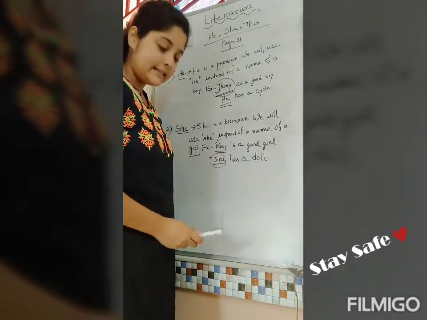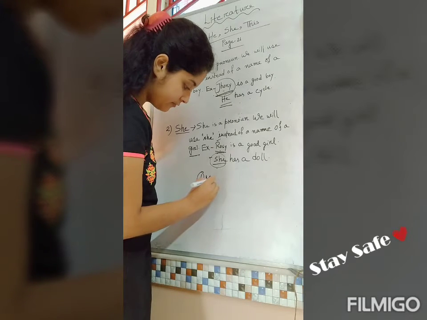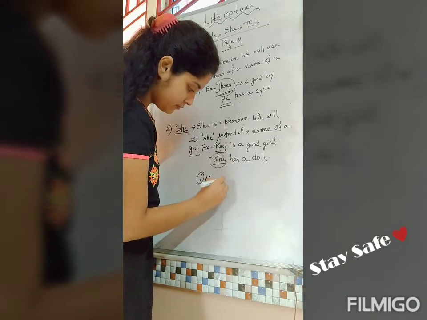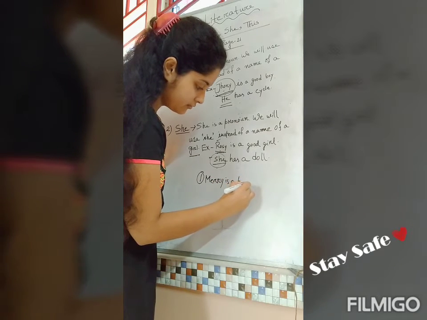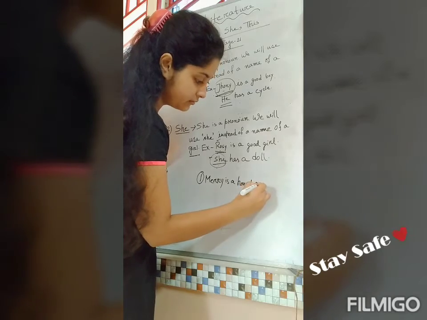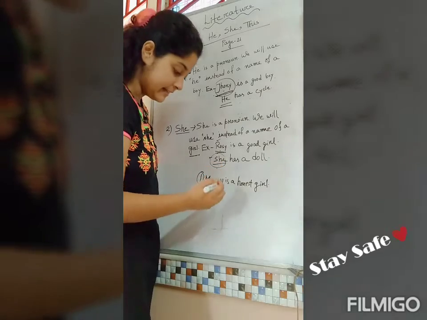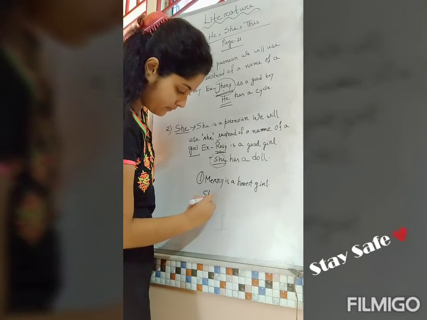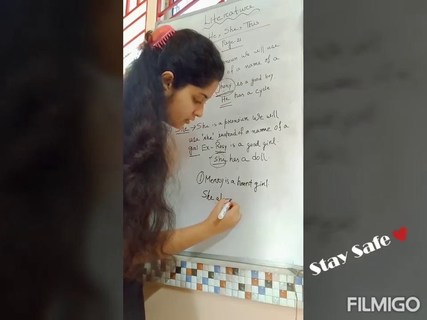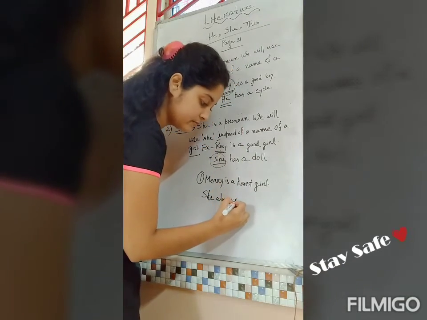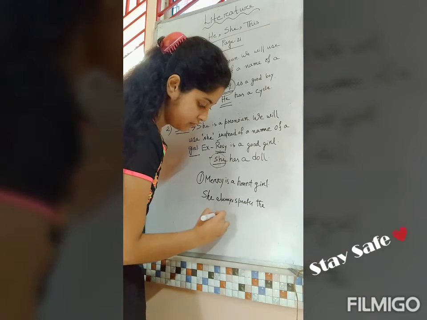Okay students, now look at the second example. Mary is an honest girl. Okay, Mary is an honest girl. In the next sentence, I will write she always speaks the truth.